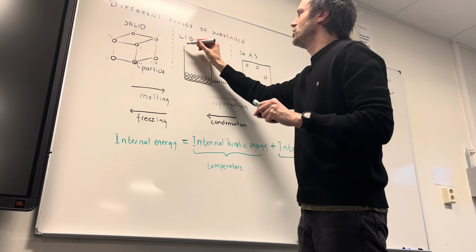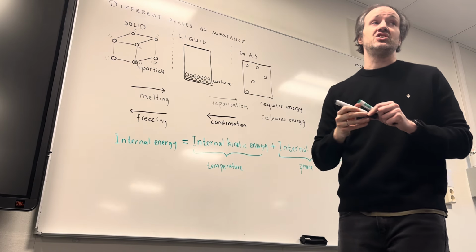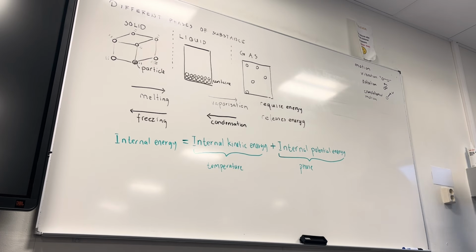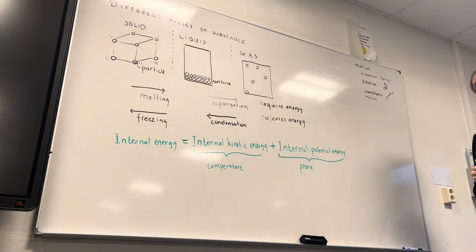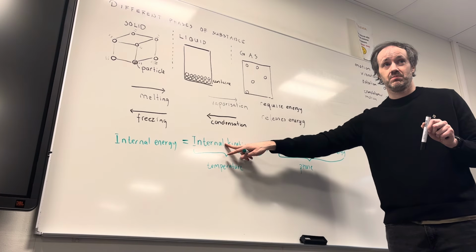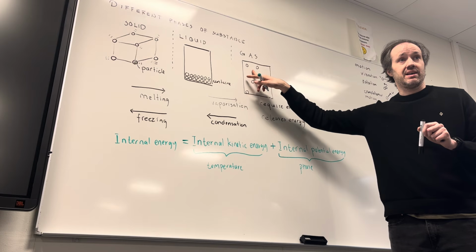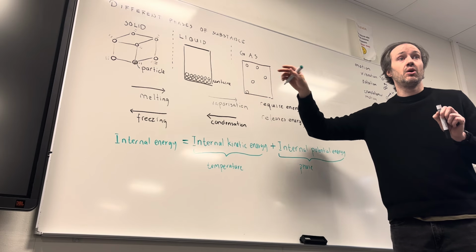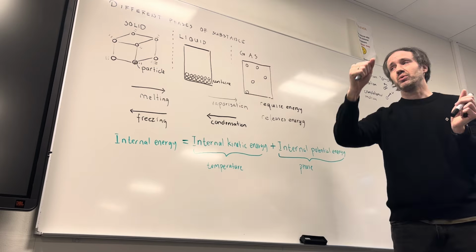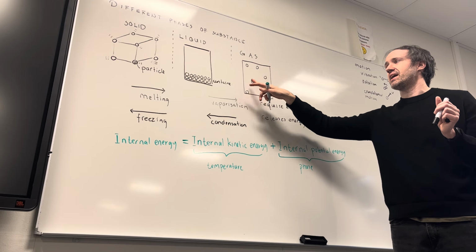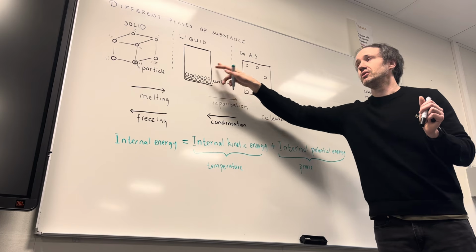But temperature alone only determines kinetic energy, not internal energy, which is the sum of kinetic and potential energy. So the liquid and the gas have the same internal kinetic energy, but the gas has more internal potential energy. Why? Because we have increased the distance between the particles. We had to provide energy to go from here to here.